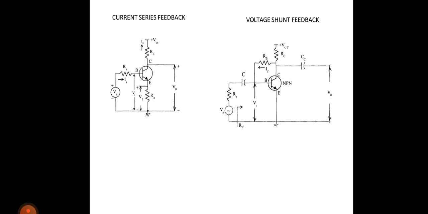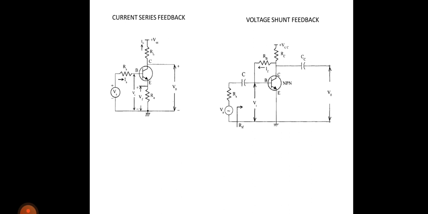Similarly, voltage shunt: here the feedback element is nothing but RB. Here the output is directly connected to the feedback element, that is why it is voltage sampling, and this feedback element is directly connected at the base of the transistor, therefore it is known as shunt mixing. Therefore, what type of feedback topology? This is nothing but a voltage shunt feedback amplifier.